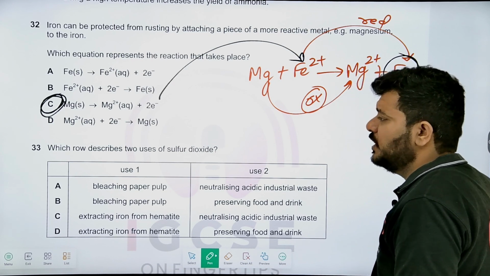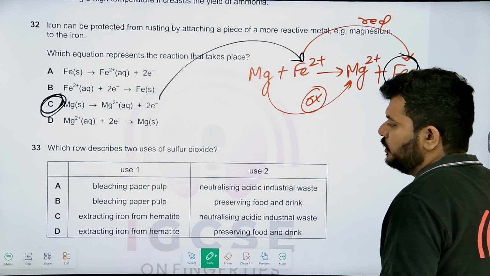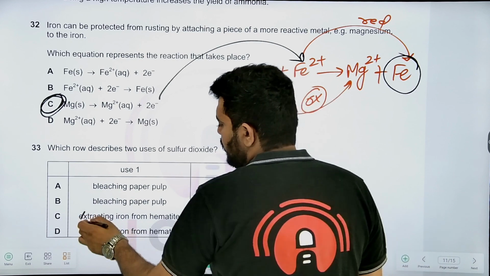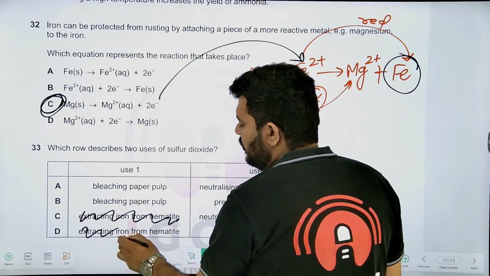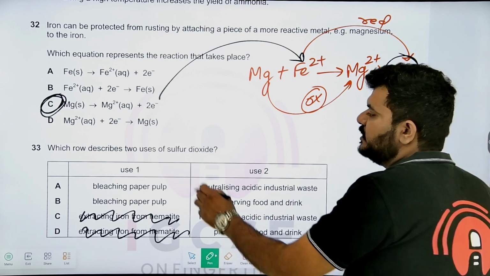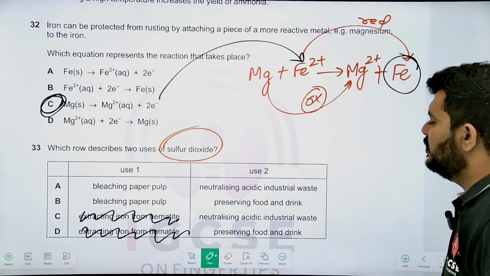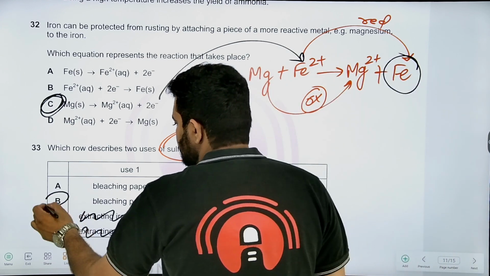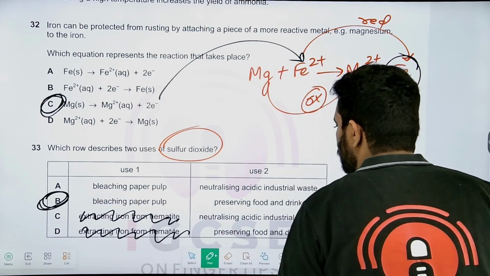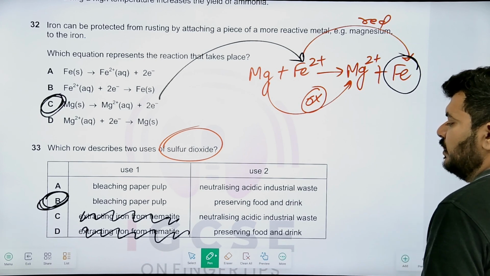Which row describes two uses of sulfur dioxide? Bleaching paper pulp, okay, extracting iron from hematite. These are the two options. Obviously, extracting iron from hematite is not the correct answer. Neutralizing acidic industrial waste, it itself is acidic, how can it do that? It cannot. So, preserving food and drink by acting as an inert or non-reactive gas, right? Although it has a choking smell, you can use it to preserve food and drink, right?